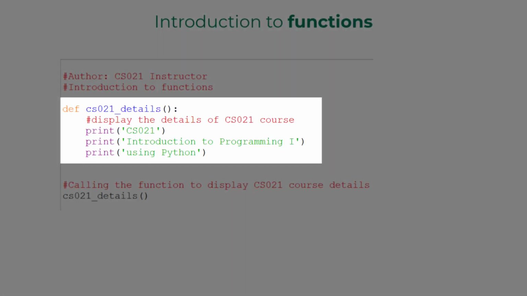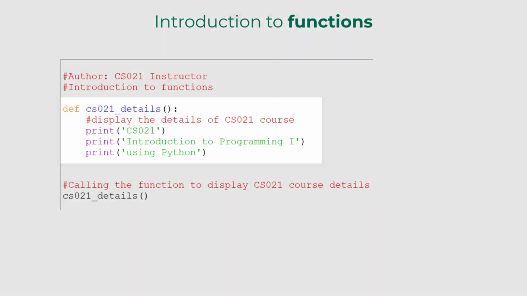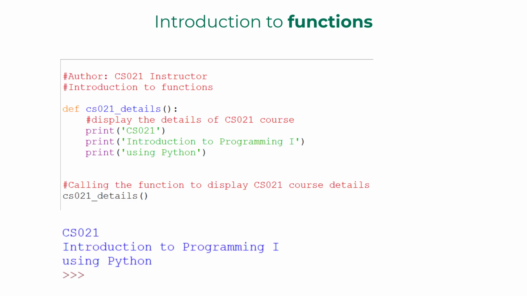This is a Python function definition whose job is to print the course description of CS21. I am going to run this program and show you the displayed output. Python interpreter successfully executed the program and printed all the lines specified inside the function definition.